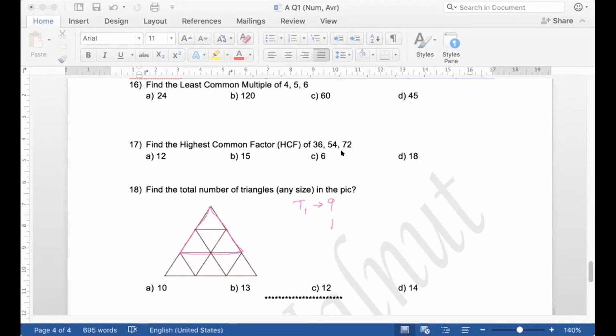I'll go for a blue color, then you can see that. Another one we have here, the largest triangle right here. This one, this is possible. So we have one more triangle. Anything else? Any other triangle possible?